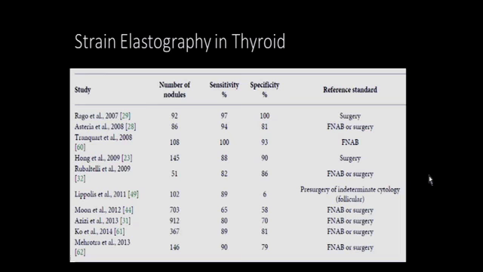So these are the studies that have been performed, some of them in thyroid elastography, and you can see that the sensitivity and specificity is quite high, reaching almost 100% specificity, range of specificity as such, and then sensitivity in the high 80s as well.